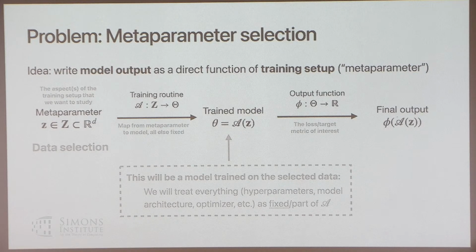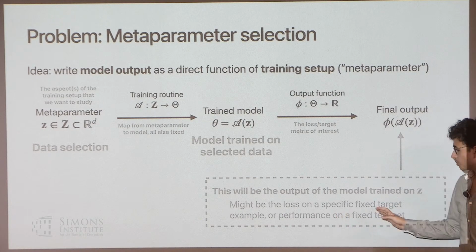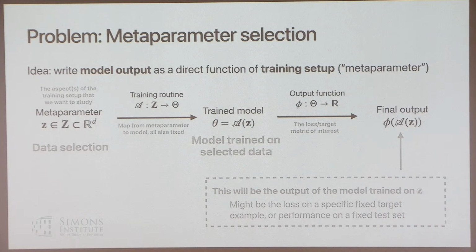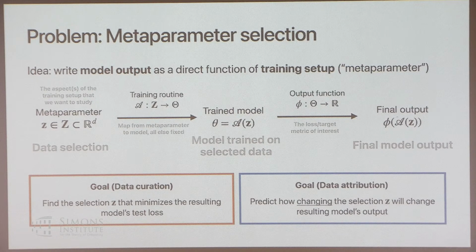Our algorithm A will just be a model that's trained on the selected data. So we can threshold z, train a model on the data we actually selected, and ignore the rest of the data. And our output will be, for example, the loss on a specific fixed target task. Okay, and this is what data curation is going to look like. And we can do a similar exercise and express data attribution in terms of this framework.